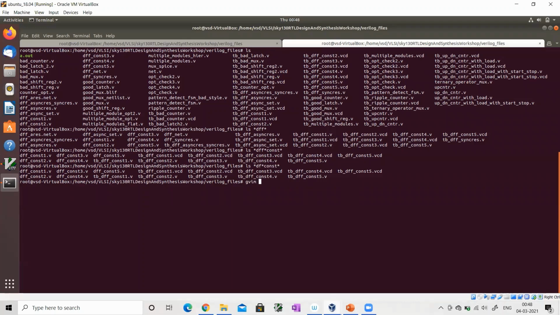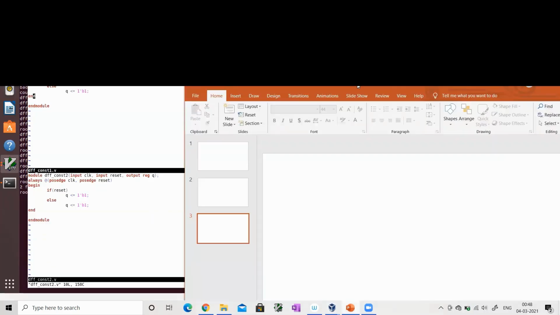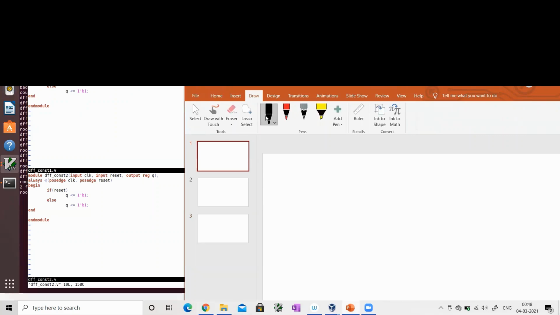So let's take the first circuit, dff underscore const 1.v. As I said, the switch for opening multiple files in GVIM is -o, so I'm using that. So what happens in this code? So if you see dff const 1, so we are talking about dff const 1.